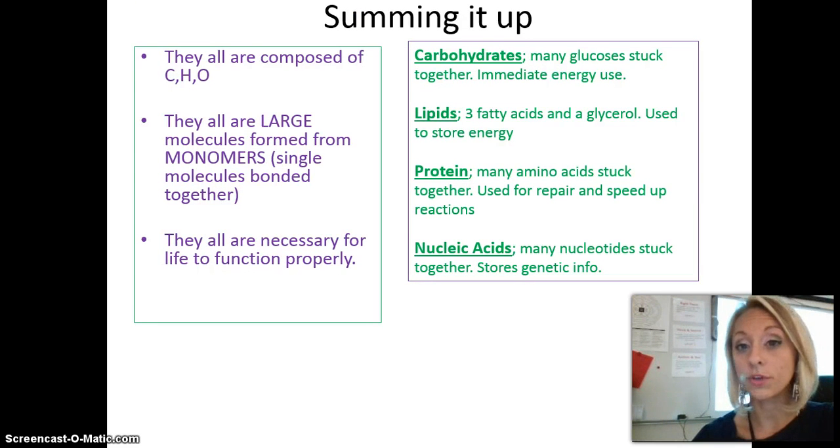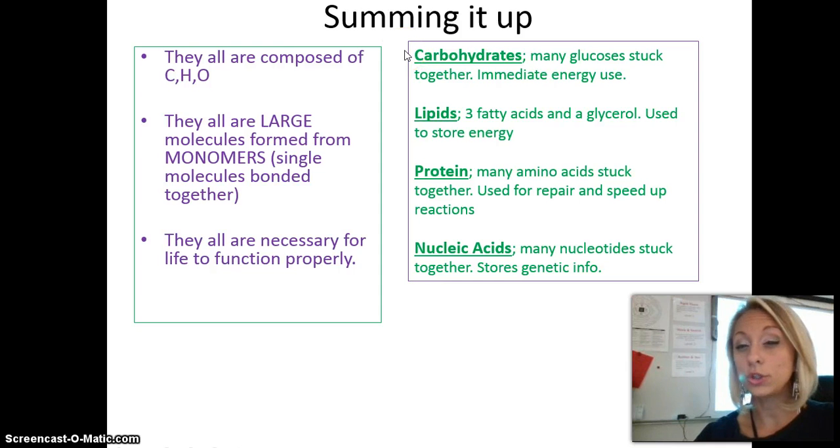Just to sum up what we've learned today in this video, all of the macromolecules are composed of carbon, hydrogen, and oxygen atoms. They're all large molecules made from many monomers stuck or bonded together, and they're all necessary for life to function properly.